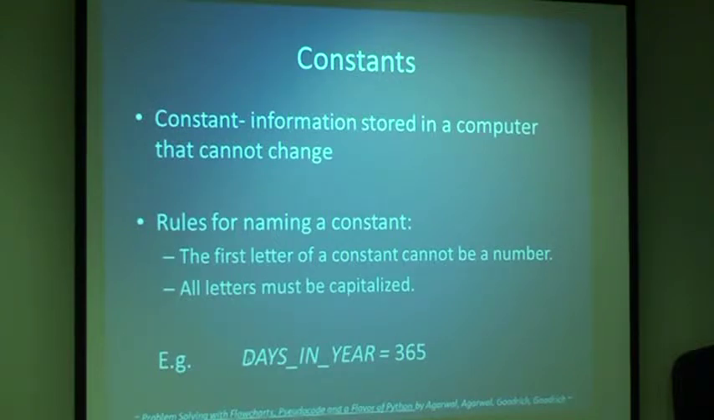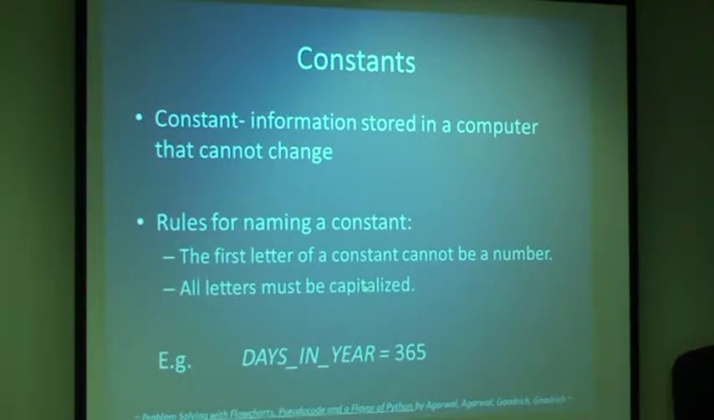You always start with a lowercase letter. We'll come to some examples in a few minutes. So for naming a constant, these are very simple rules. All the letters must be capitalized, and the first letter cannot be a number, otherwise it causes confusion. Any questions on this? Of course, I could just have days and not in year or anything, right? All capital. Now, this is just a convention.